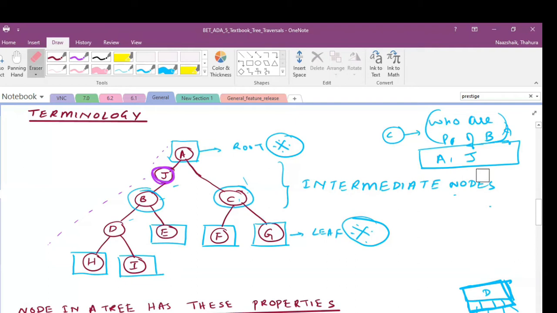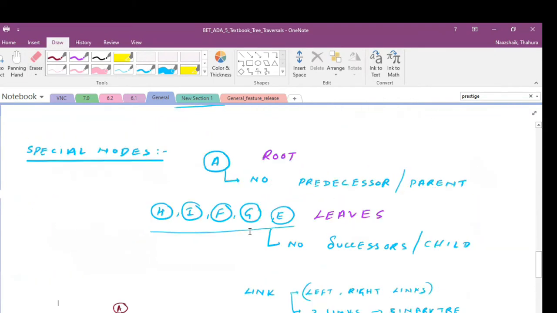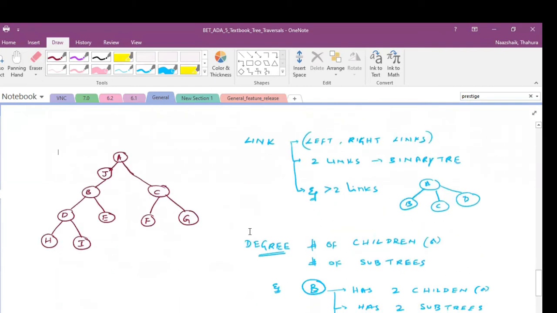Parent, child, predecessor, successor. Okay, these four definitions are clear. Now, the question. Here, this is a root, right? Who is the predecessor of A here? Question is, who is the predecessor of A?